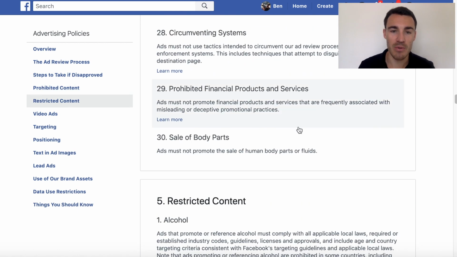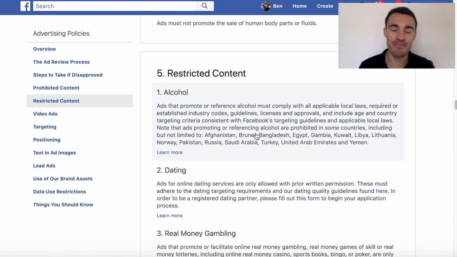Right, sale of body parts. As I said, some of them are very much common sense. Ads must not promote the sale of human body parts or fluids. Well, yeah, I mean, how awful. Okay, restricted content. So that's the prohibited stuff, just absolute no-nos.